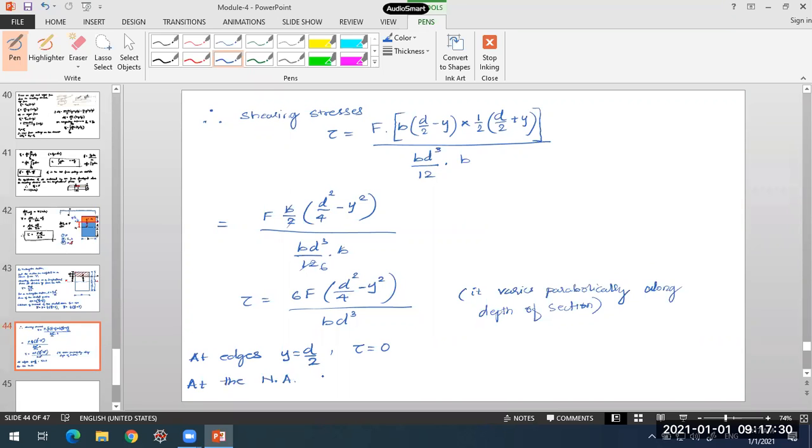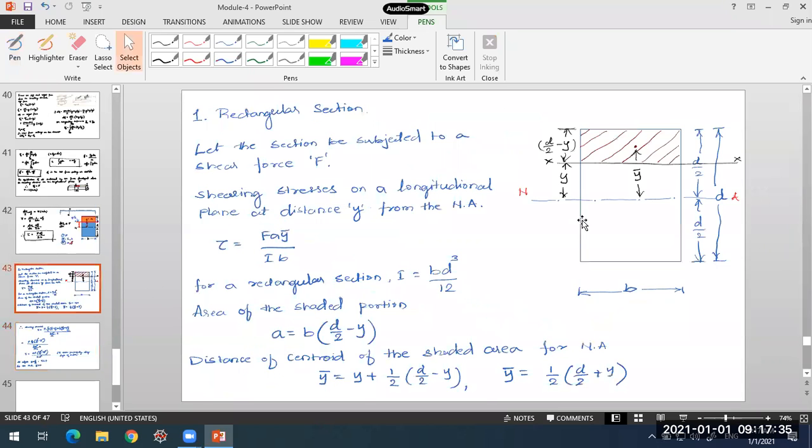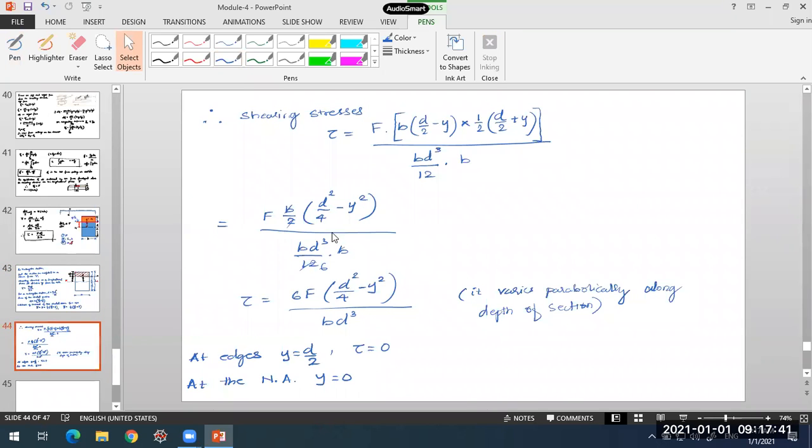And at the neutral axis, what happens here? At the neutral axis, y is 0, because this y has been measured from the neutral axis. So when I am at the neutral axis, the value of y is 0. So what is happening to the shearing stress now? Now tau will be equal to, this y is 0, so it comes out as 6 F upon b into d square and d, that is 6 F upon b into d by 4.